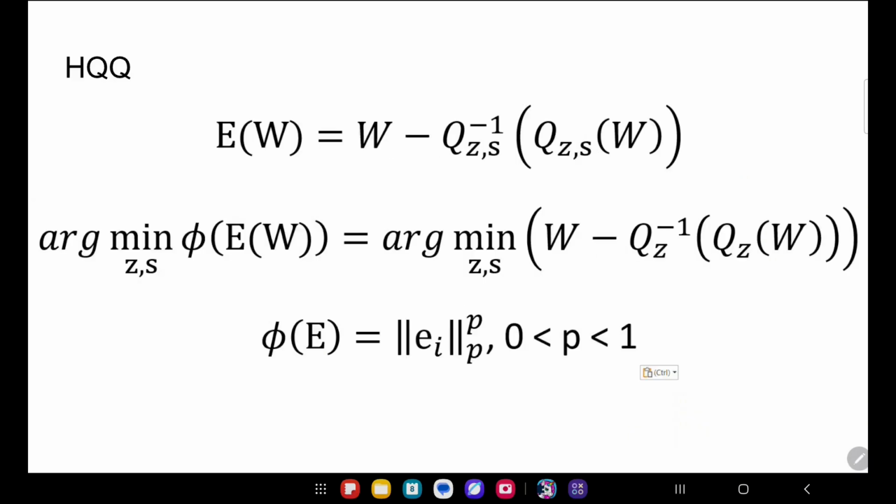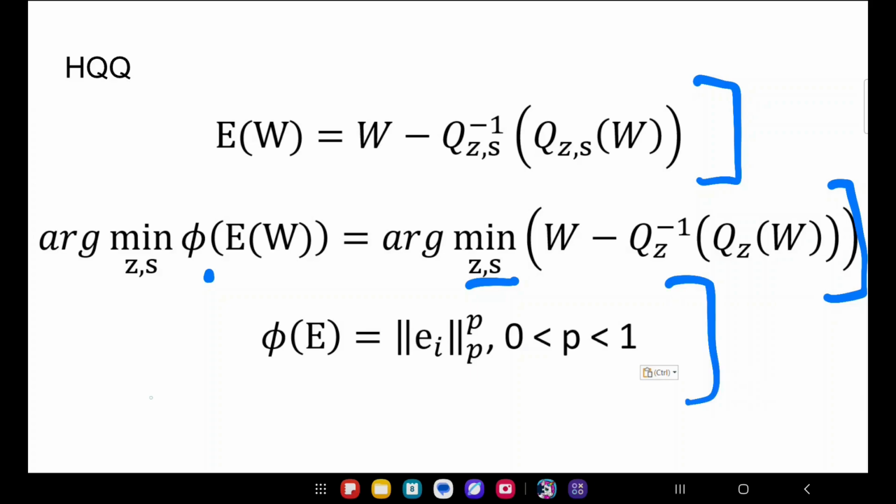As we have discussed before, we are concerned about the quantization error, the difference between the weights and the quantization-dequantization operation on the weights. If we define a function transformation on this error, phi, which should be monotonic, then we can try to find the minimum of this function for some values of z and s. This will translate to argmin of w minus Q inverse Q of w. In the blog, they mentioned that you can consider phi to be the Lp norm, as it's a sparsity promoting loss.